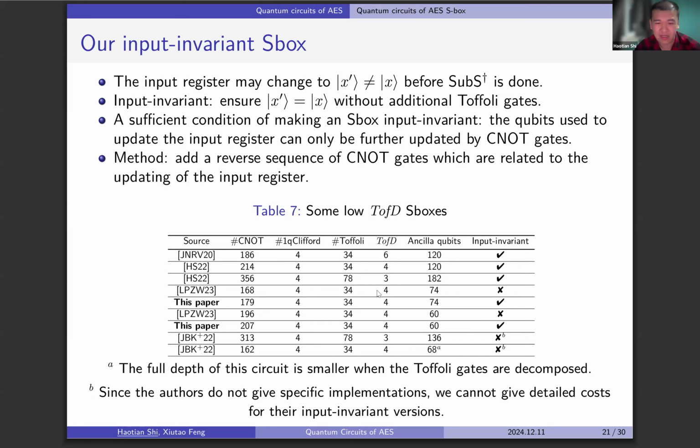One can see from the table that for the S-boxes which are not input invariant, adding some CNOT gates can make them input invariant. Later, we will show that this technique can be used to reduce the circuit width in the shallowed pipeline structure.